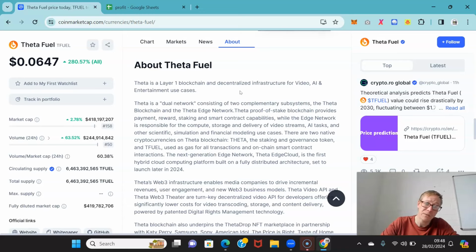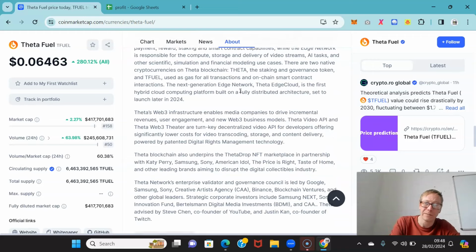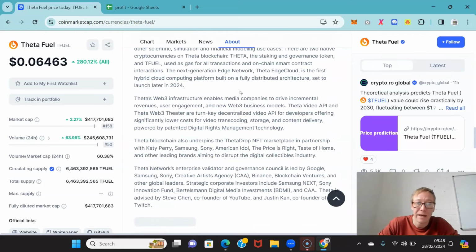The next gen Edge network, which is Theta Edge Cloud, is the first hybrid cloud computing platform built on a fully distributed architecture that's set to launch this year. And their Web3 infrastructure enables media companies to drive additional revenues, increase user engagement, and transition towards Web3.